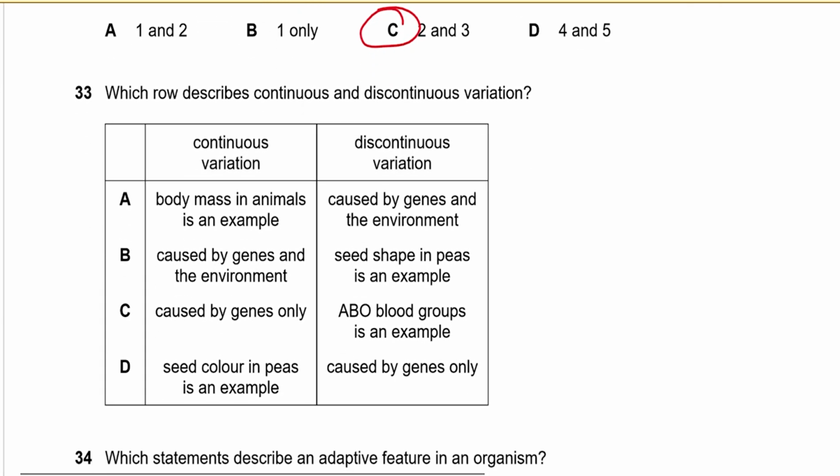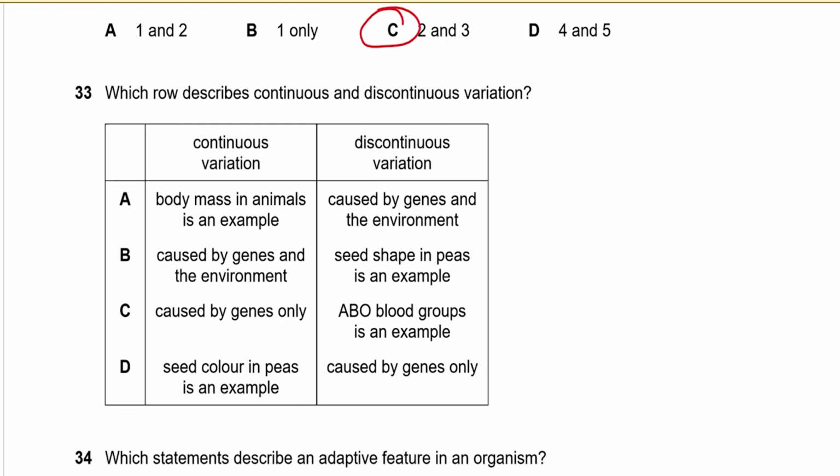Number 33 says, which row describes continuous and discontinuous variation? Continuous variation, body mass in animals is an example. Discontinuous variation is caused by genes and environmental factors. That is A. B. Continuous variation is caused by genes and environmental factors. Discontinuous variation, like seed shapes in peas, is an example. Continuous variation is caused by genes only.